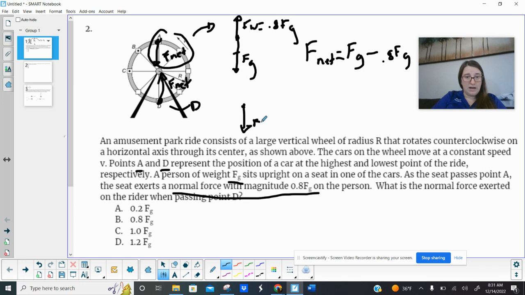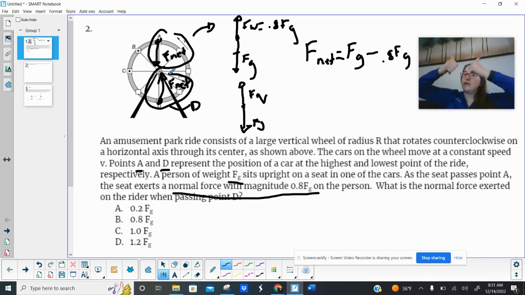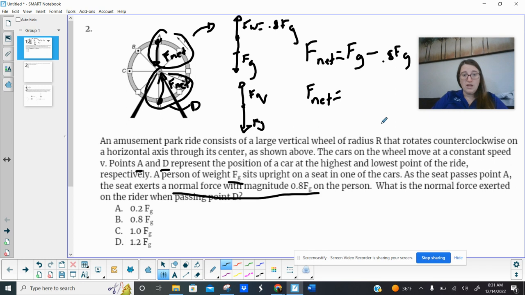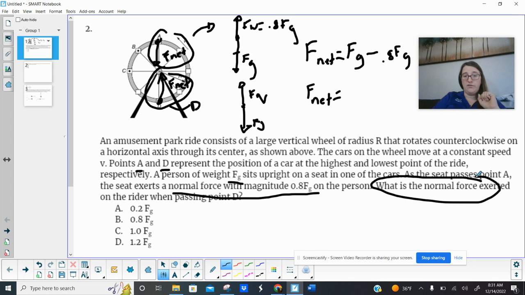Fg still points downwards, and Fn still points upwards. The difference is my net force now points up, because I'm still pointing into the center, right? So because I'm pointing into the center, my F net there, now Fn is going to be bigger. Now notice that's what they're asking for. It says, what is the normal force exerted on the rider when passing point D? And that's the point we're looking at. So I'm just going to put Fn. The normal force is going to have to change. And we talk about this in this class.